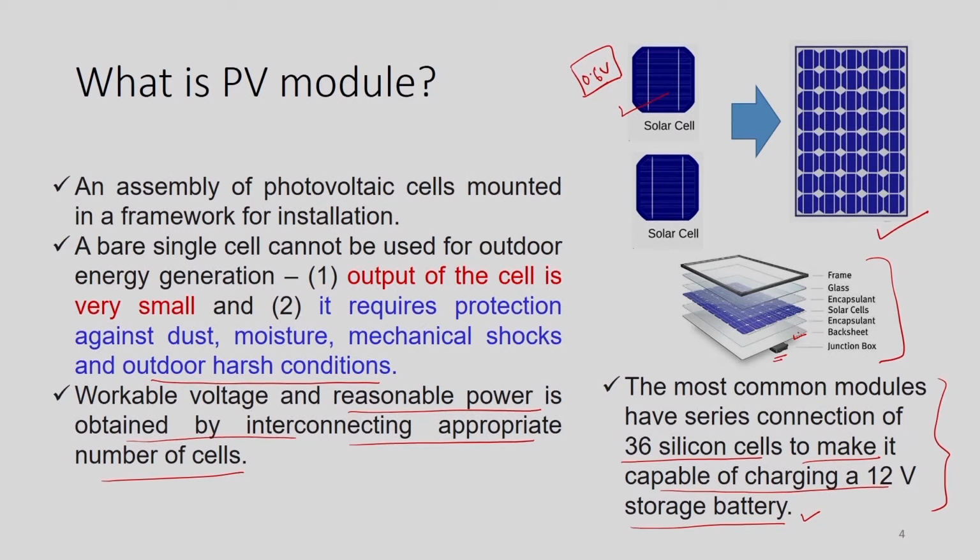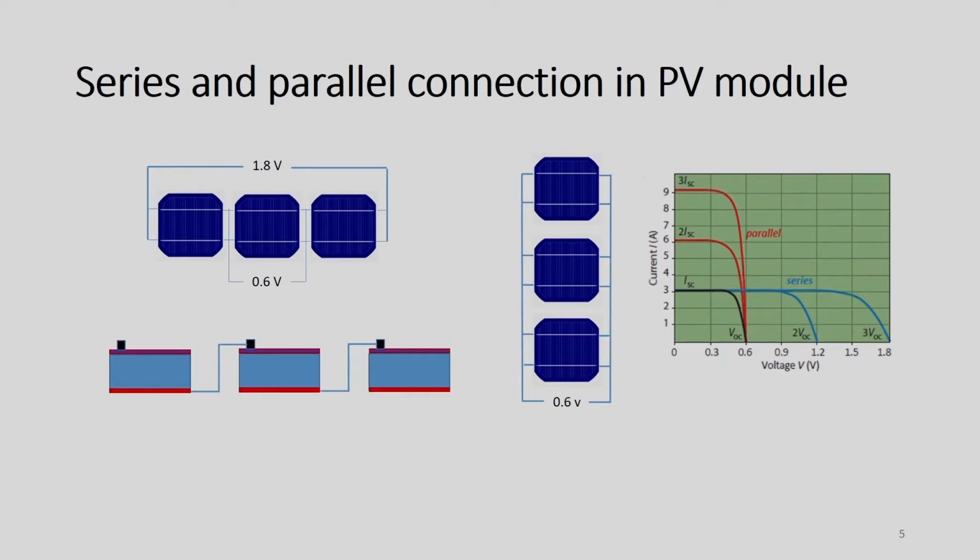Okay. And then on the top of it we will have encapsulant, and then solar cells are placed, and again at the top of the solar cells we will have encapsulant, then glass, then frame. You see, different layers are composed of a module, right. Now, let us see how these modules are connected in series and parallel.